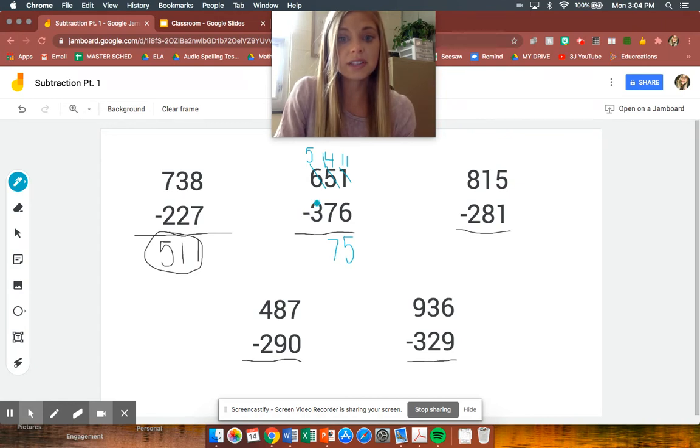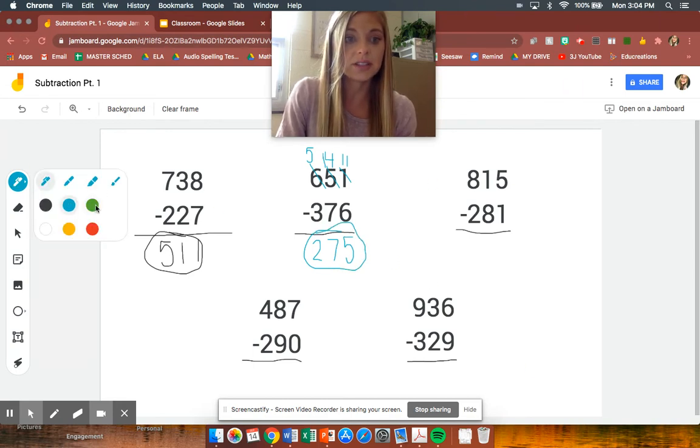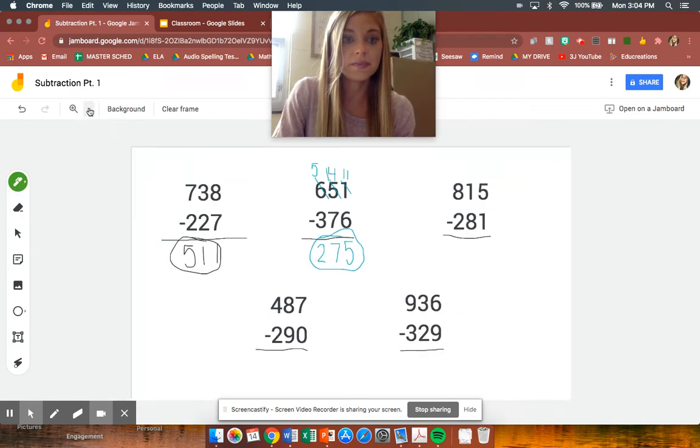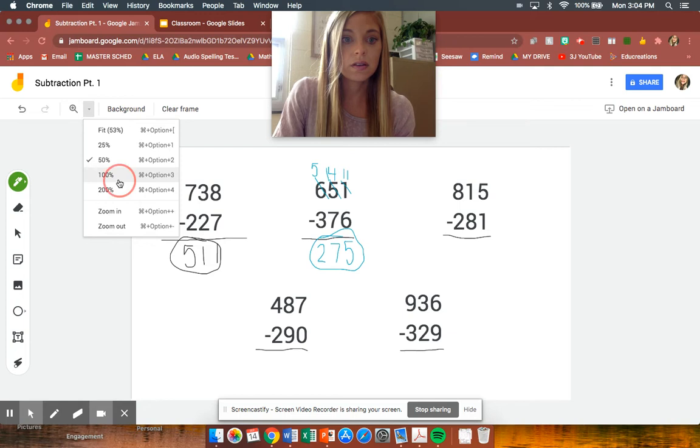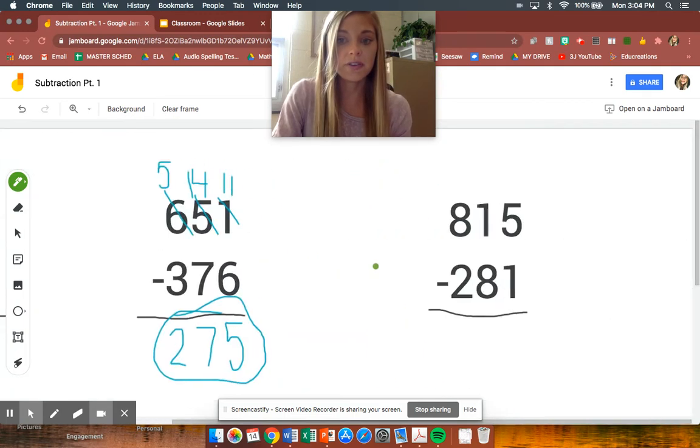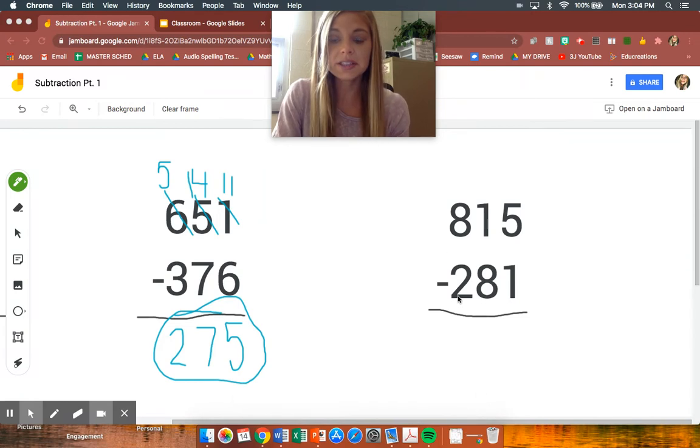Now over in the hundreds place, 5 minus 3. That equals 2. All right, that answer is 275. That was a lot of borrowing in that problem, but that's A-okay. I'm going to zoom us in a little bit and we're going to go over to this problem. 815 minus 281.